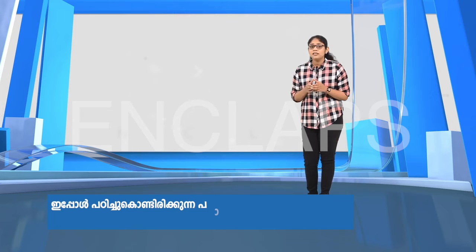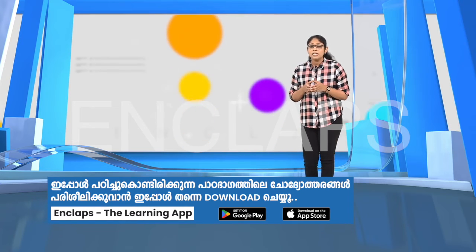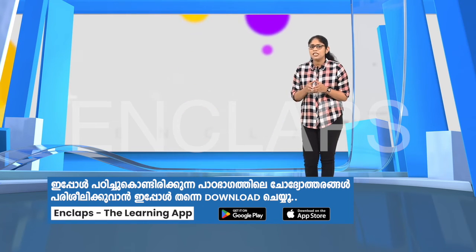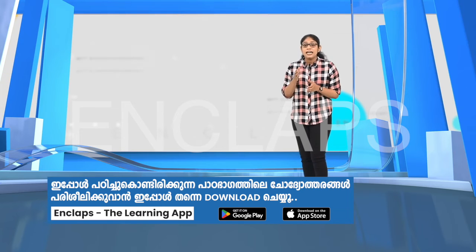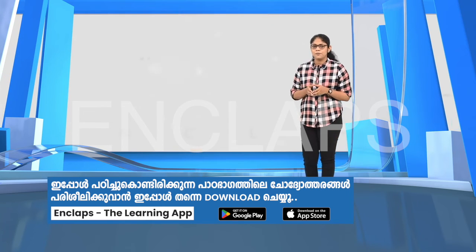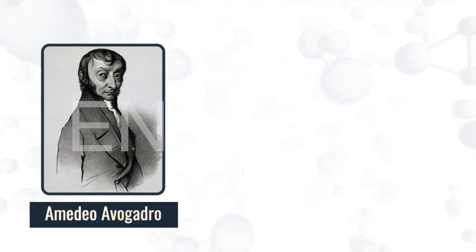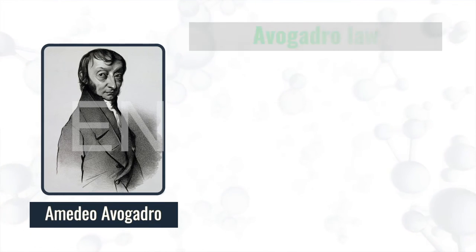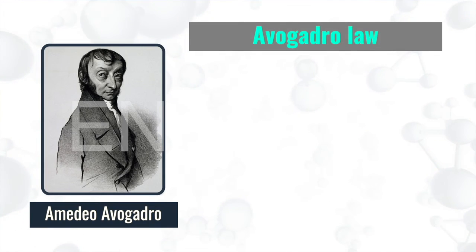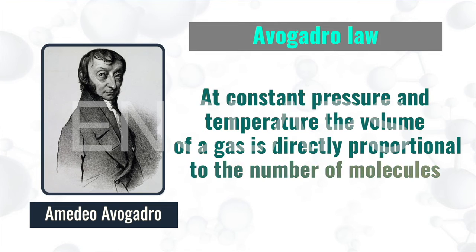So what is the method used to increase the volume when the pressure and temperature remain constant? Yes, increasing the number of molecules. It was the Italian scientist Amedeo Avogadro who found this relation between the volume of the gas and the number of molecules. This is known as Avogadro's law. So, what is Avogadro's law? At constant pressure and temperature, the volume of a gas is directly proportional to the number of molecules.